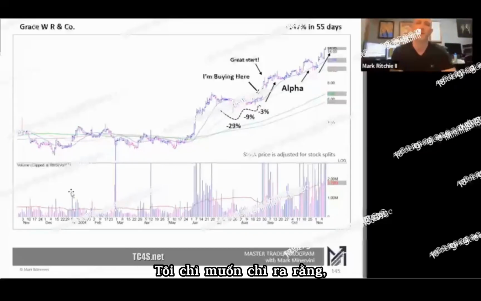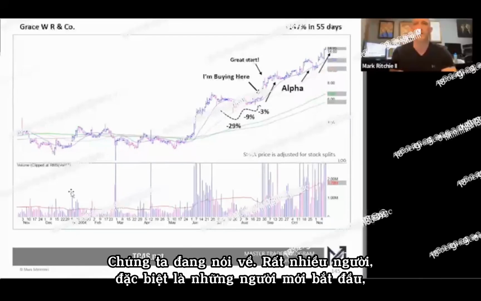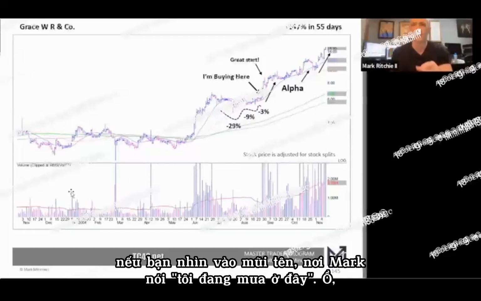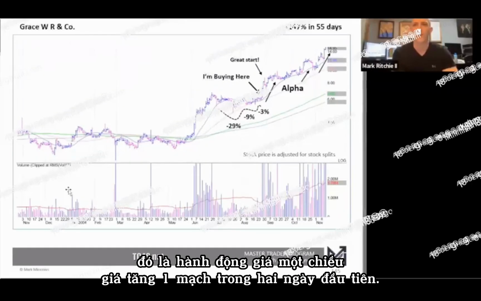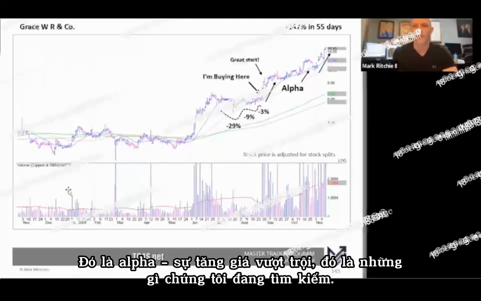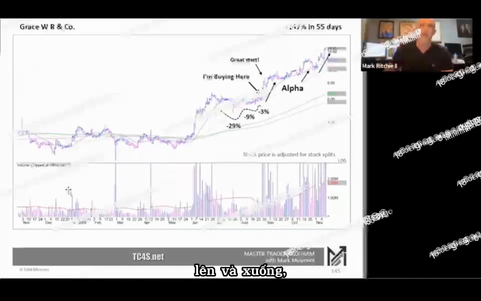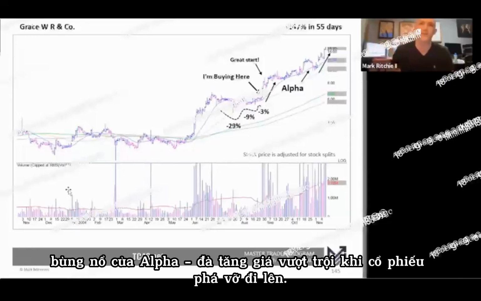I just wanted to point out, though, this is a great slide for the difference between alpha and volatility that you were talking about. A lot of people, especially beginners, and I was in this camp, look at that arrow where Mark says I'm buying here and think, ooh, that's volatile. No, it's not volatile. It's one-way price action, straight up for the first 2 days. That's alpha. That's what we're looking for. Volatility is where it's cutting back and forth, up and down. We want just the opposite, where it's tightening up, and then you get that burst of alpha in your direction as it breaks out.